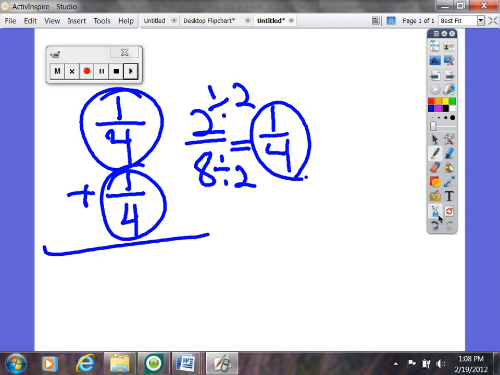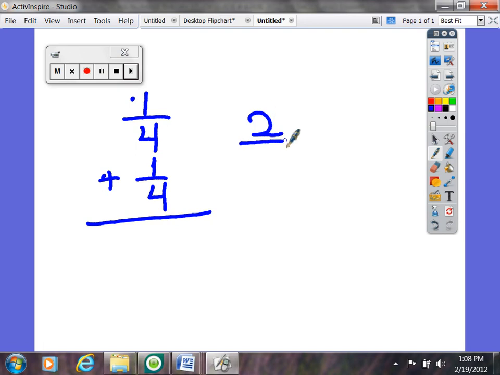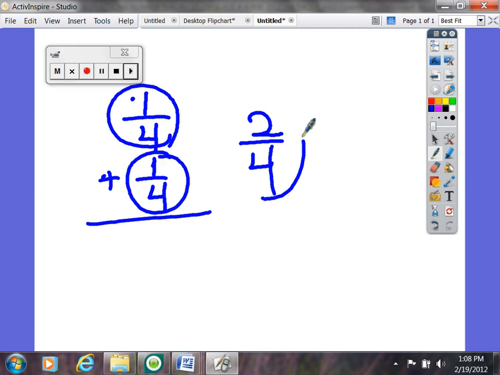Well, here's your rule. The rule's very clear. The rule says to add fractions with the same denominator, like denominators, add your numerators. 1 plus 1 is 2. And your denominator stays the same. Now, let's see if this makes sense. I've got a quarter. Someone gives me another quarter. I have 2 quarters, which is 1/2. So it makes all the sense in the world.